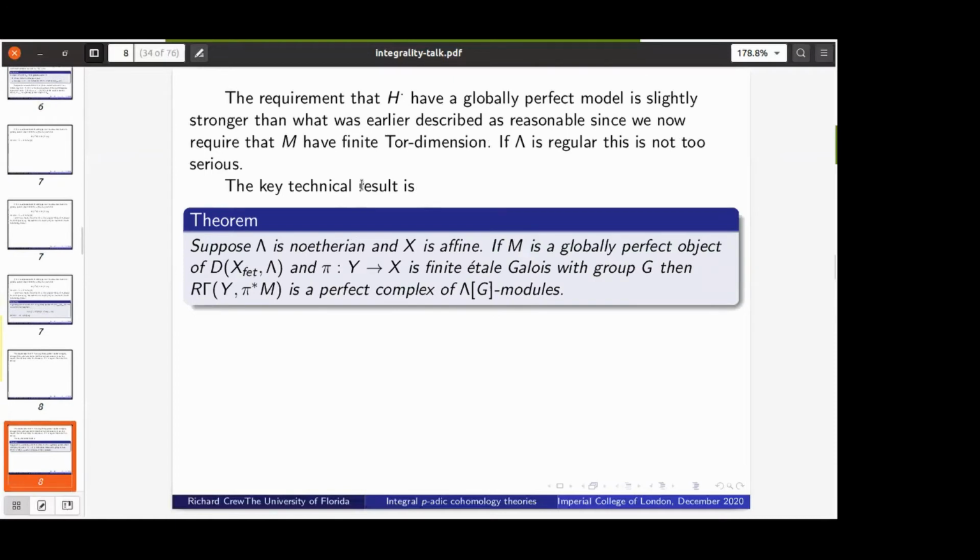The key technical result behind everything is the following theorem. Let's suppose that lambda is Noetherian and X is affine. If M is a globally perfect object in the derived category of lambda-modules on the finite étale topos, and if Y is a finite étale Galois cover of X, with pi the morphism from Y to X, finite étale and Galois with group G, then the derived global sections over Y of pi upper star of M is a perfect complex of lambda G modules.